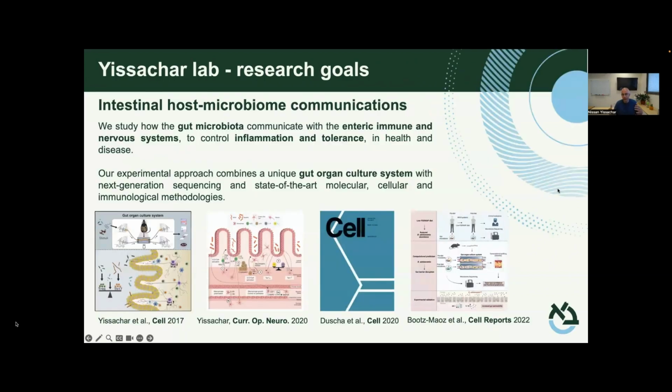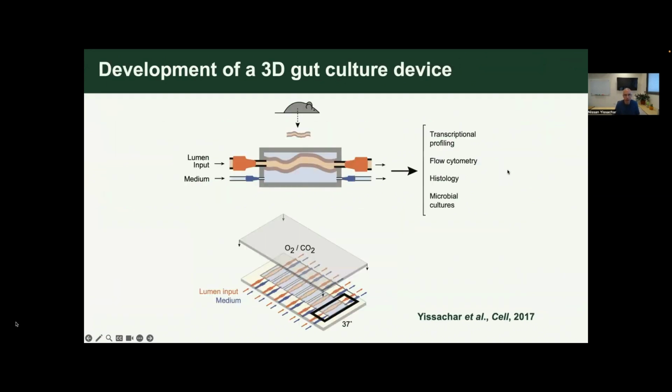We're trying to figure out, first of all, how does it work, right? What are the molecular mechanisms that mediate healthy and pathologic host microbiome interactions? And second, we're trying to figure out how changes to microbiome composition will functionally affect the gut, specifically the immune system, the nervous system, and other systems within the gut. How do we do that? Like many other labs, we use several in vitro and in vivo methodologies, but in addition, we also use another tool, which I developed during my postdoc with Diana Mathis and Christophe Benoist at Harvard Medical School a few years ago. And this is the 3D gut organ culture system.